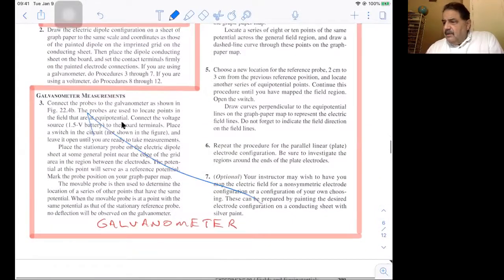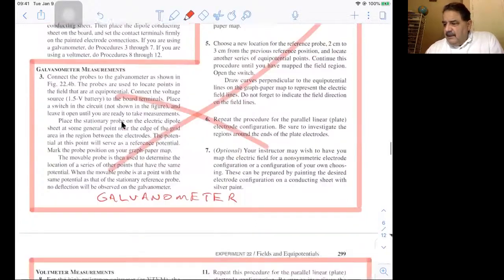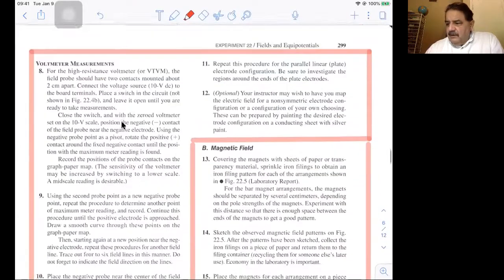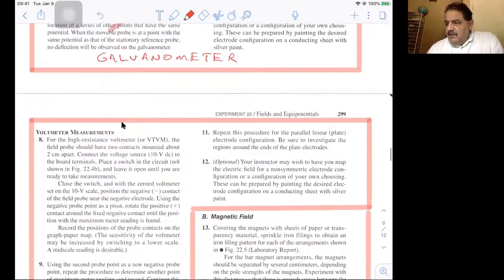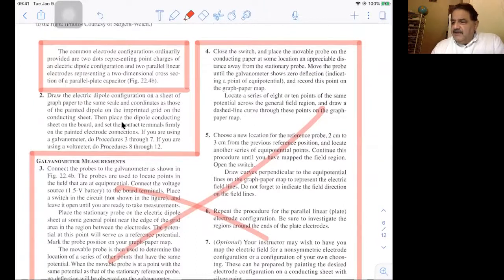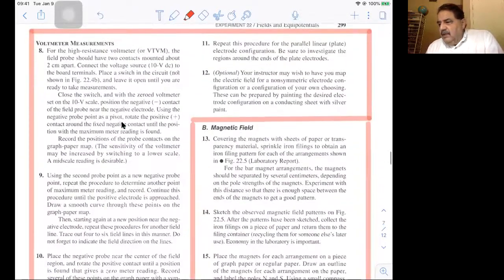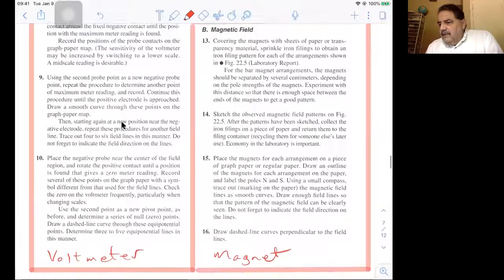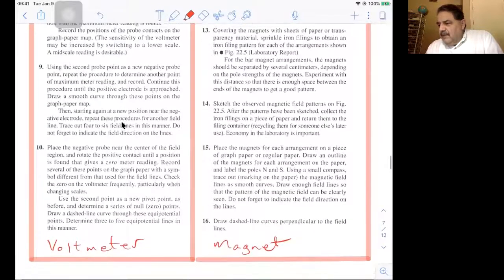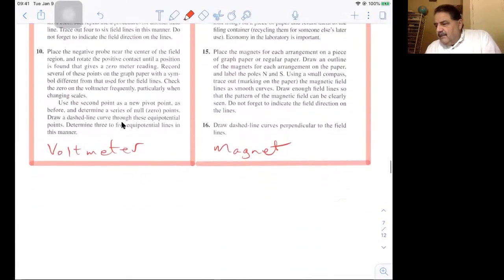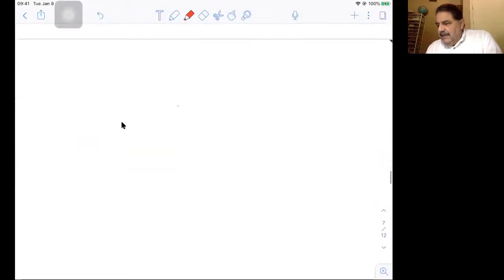We're not going to do the galvanometer experiment. We're going to use a voltmeter or a simulated voltmeter. So if you're reading, you can skip this galvanometer measurement. We don't do that. We don't even do it in the face-to-face lab. And we're going to do the voltmeter measurement, and we're going to do the magnetic field. We're going to sprinkle some iron filings onto a magnet, hopefully a different magnet.